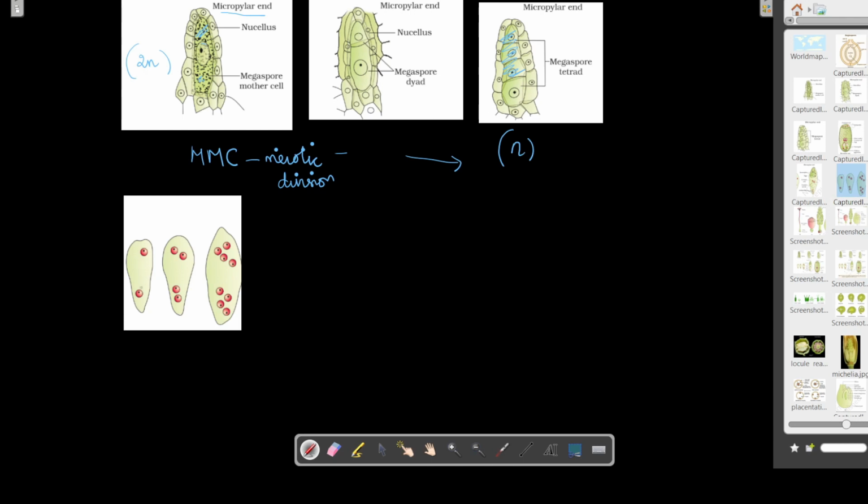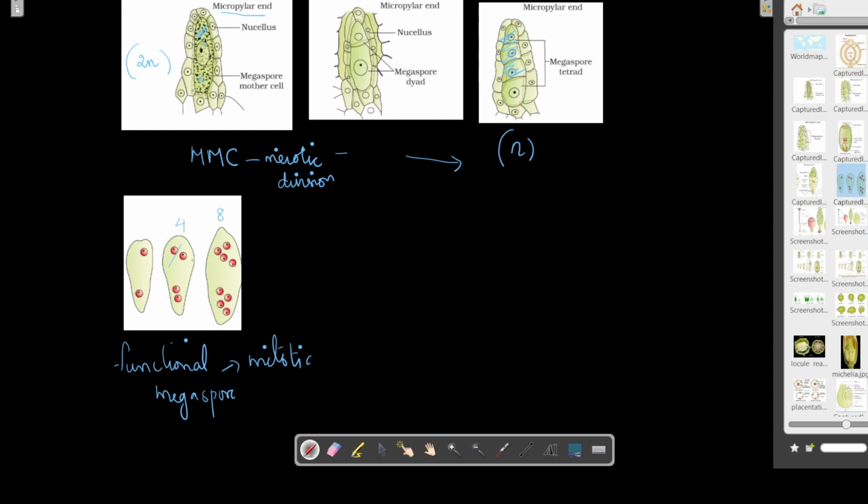Now what happens is the nucleus of this functional megaspore undergoes mitotic division. What you see here is mitotic division. The nucleus divides into 2. So it is the 2 nucleated stage. And then you can see that each nucleus is again dividing into 2. So the 4 nucleated stage, and now you can see here the 8 nucleated stage.